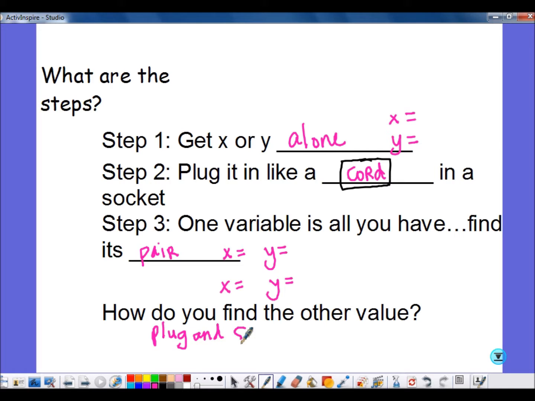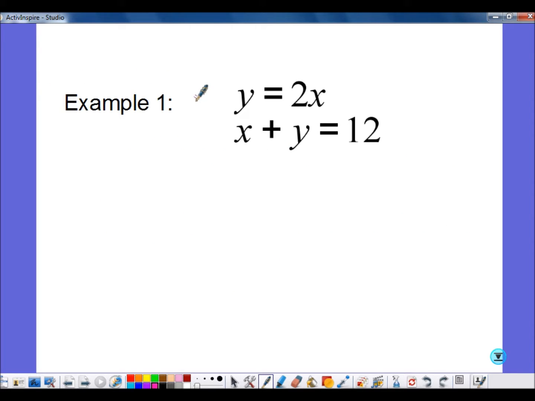Alright, so let's follow these steps and look at the 4 examples that we have. Step 1. y equals 2x, and I now have x plus y equals 12. Now this gets harder, and I can't use method 1 of graphing. So now I'm going to use the steps for substitution. Step 1, we're going to get x or y alone. So notice that in my first equation, I have y alone. I have y equals. So step 2, we're going to box it up.